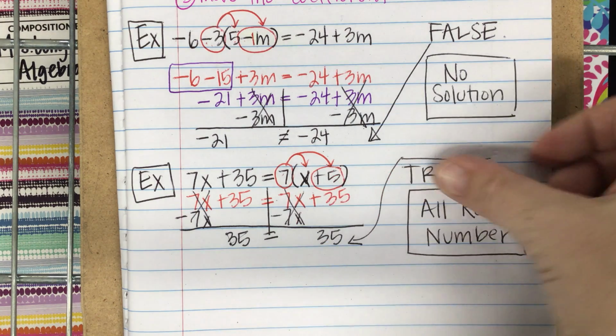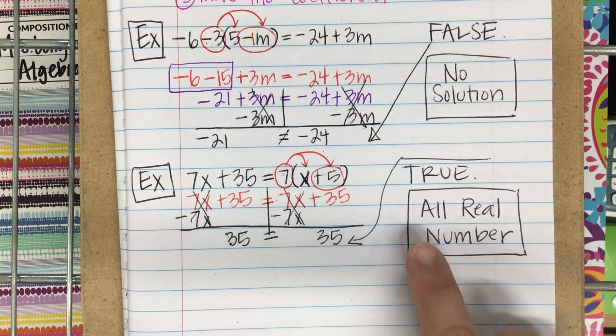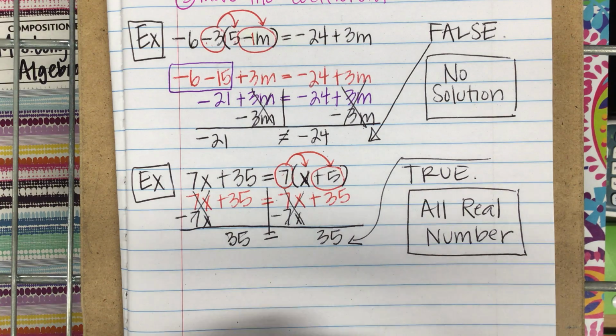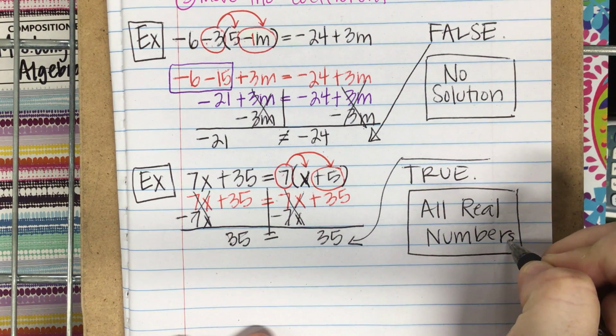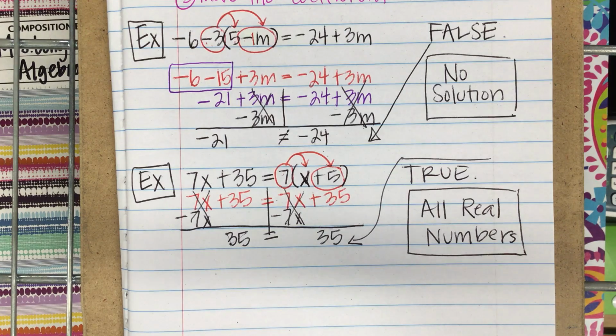Now, it's not all numbers. It's all real numbers. I should put an S on there. There are these things called imaginary numbers that you will learn about in Algebra 2. Those would not work. But right now, the only thing that you are aware of are called real numbers. Every number you can think of is a real number.